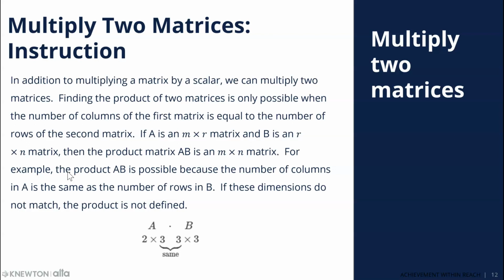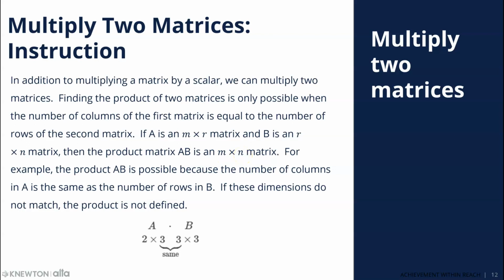In addition to multiplying a matrix by a scalar, we can also multiply two matrices. Finding the product of two matrices is only possible when the number of columns of the first matrix is equal to the number of rows of the second matrix. So if A is an M by R matrix and B is an R by N matrix, then the product of the two matrices, AB, is an M by N matrix.